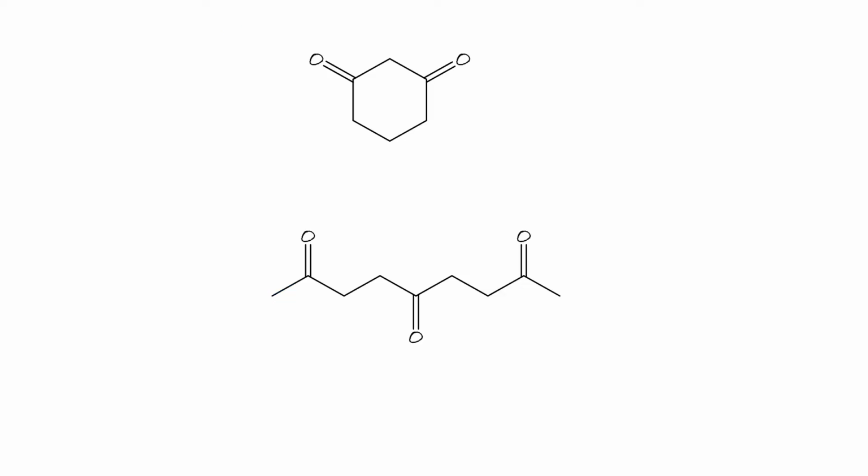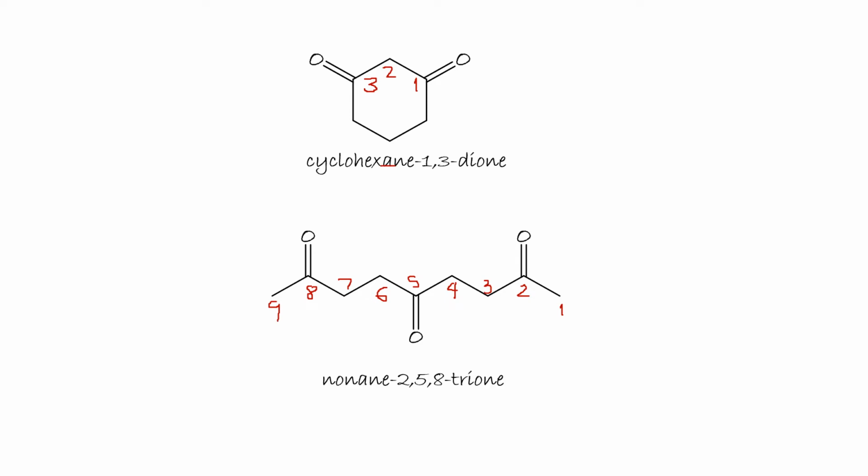No common name. For this compound, this is 1, 2, 3. So the compound is cyclohexane-1,3-dione. For this one, here's 1, 2, 3, 4, 5, 6, 7, 8, 9. So that's nonane-2,5,8-trione.